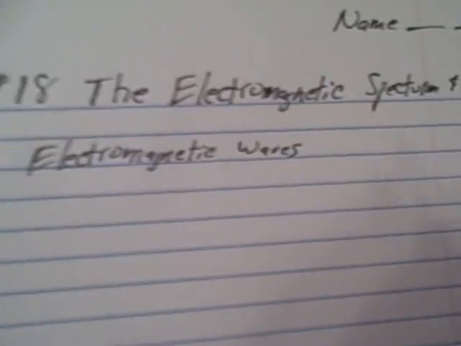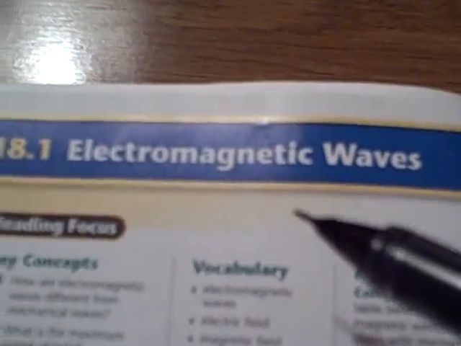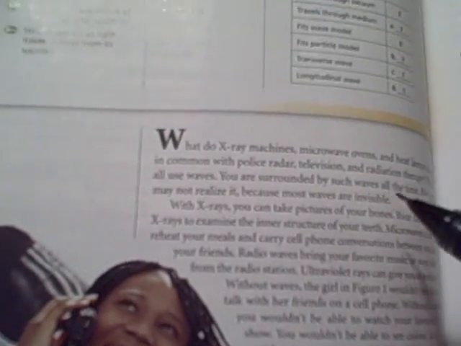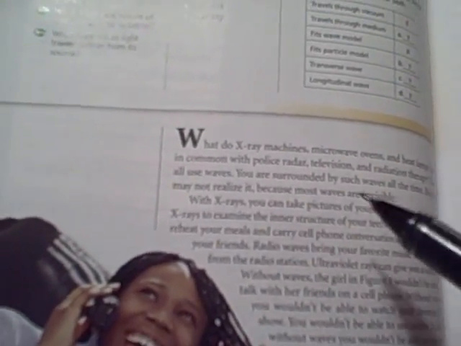Now you will see that in your textbook different sections are color coordinated. For example, here's a section in this book that is in green, and then underneath it are some subsections in blue. But after the first section here, 18.1 electromagnetic waves, there's a little bit of material that doesn't have any other subsection. So for example, this reads, what do X-ray machines, microwave ovens, and heat lamps all have in common?